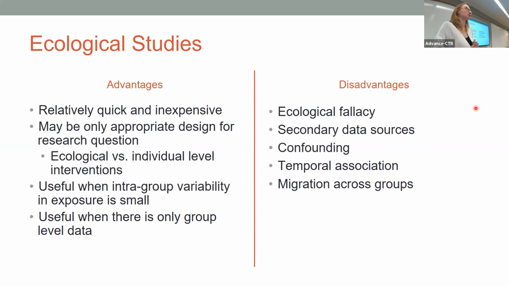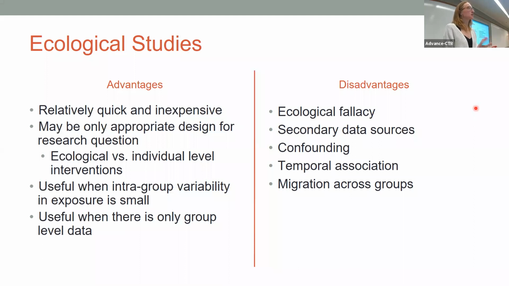And it's also a great thing to do if you only have group level data. Maybe you only have averages. You don't know what's going on with individuals. You can still do this and plot these graphs and generate linear regressions to get a sense of what's going on. Disadvantages, of course, the ecological fallacy.